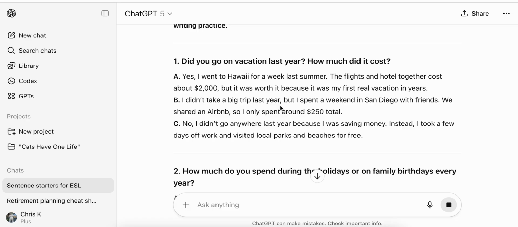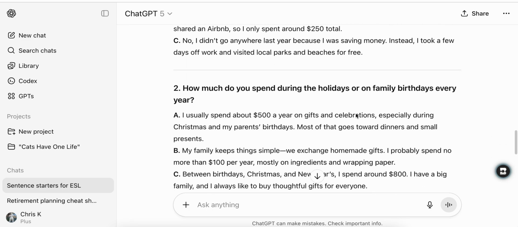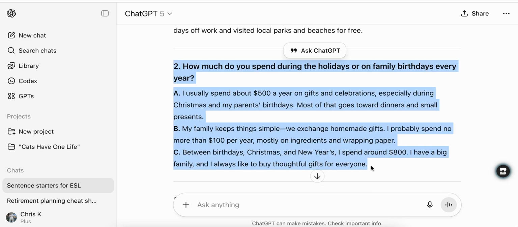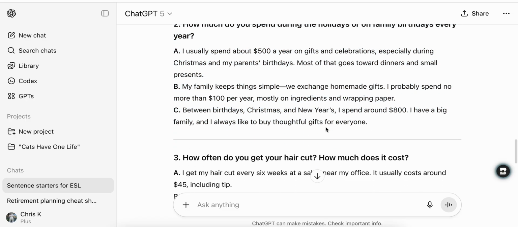Okay, so number 1, did you go to on vacation last year? Yes, I went to Hawaii for a week last summer. The flights and hotel together cost about $2,000, but it was worth it because it was my first real vacation in years. Oh, great. So the model is actually encouraging, hopefully it encourages students to write more than just a dollar amount, to kind of explain a little bit more, right? Okay. And what is this doing? It's not only giving them a sample answer to help them write, it could be considered more reading practice as well, right? So reusing that vocabulary.